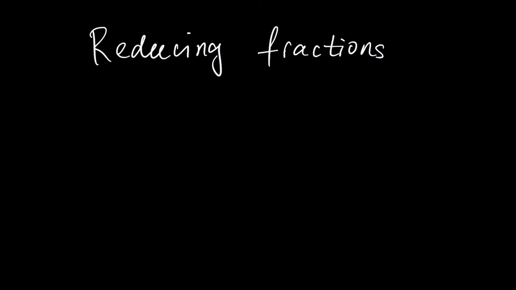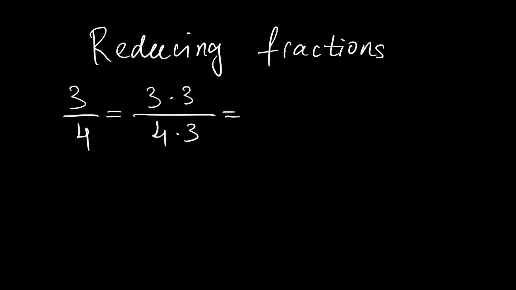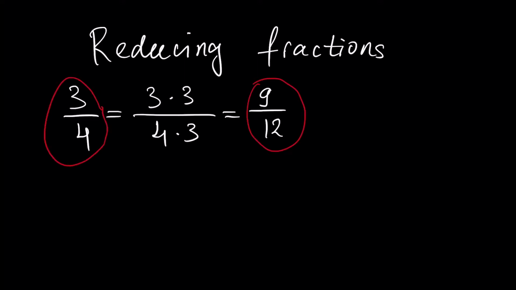For example, if we have a fraction 3/4 and we multiply numerator and denominator by the same number, for example 3, then as a result we have 9/12, and this right side will be equal to the left side, so the result is unchanged.